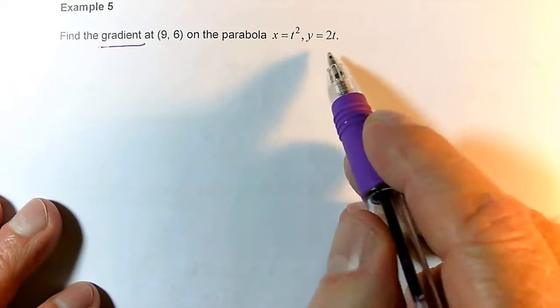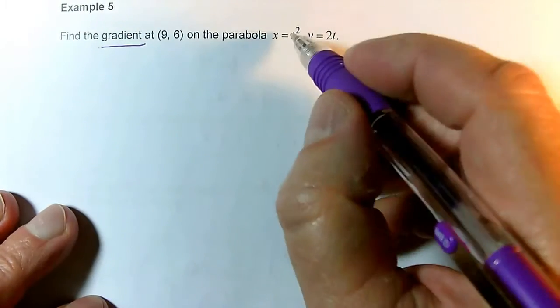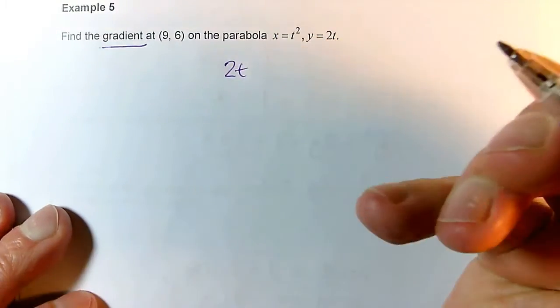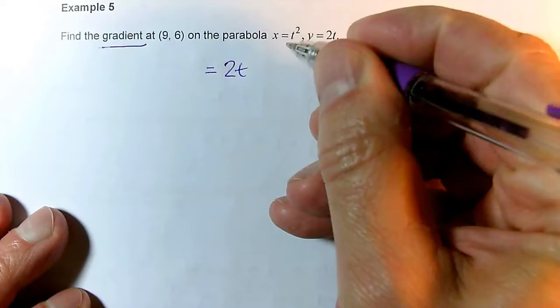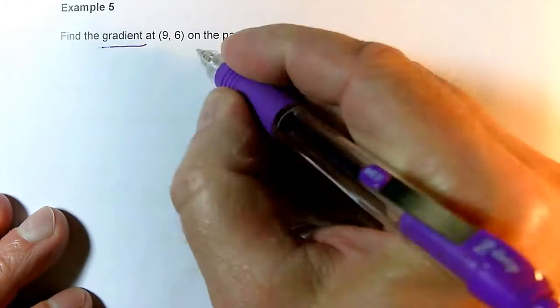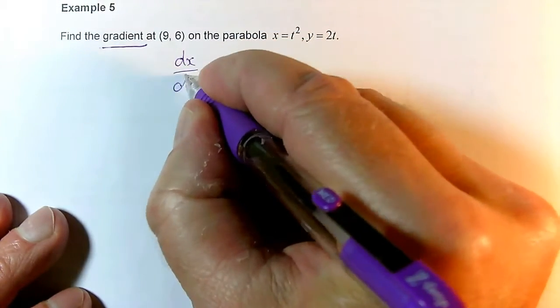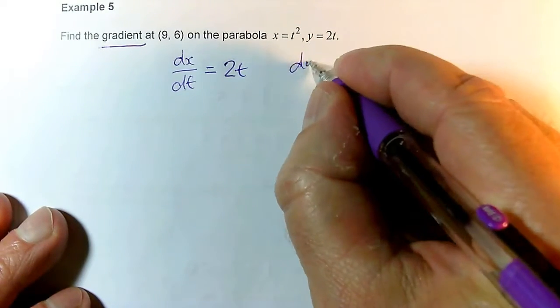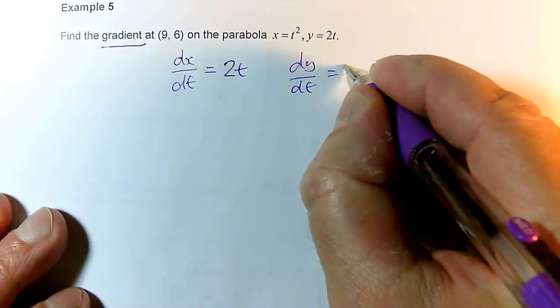But I'm starting with x and y in terms of t. So when I differentiate, t squared differentiates to 2t, fair enough. But what is that? It's not dy by dx. I've differentiated x, and it's in terms of t. So this is dx by dt. Okay, fair enough. I can do the same with this. Y is 2t, so dy by dt, differentiating that, equals 2.